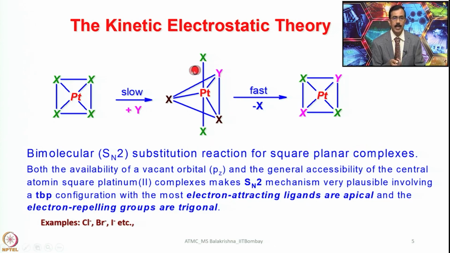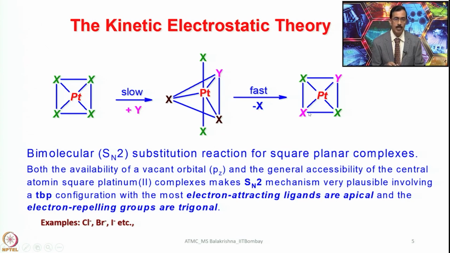When we want to explain the trans effect using the kinetic electrostatic theory, what we should remember is that we have to gauge and analyze the nature of the ligands present on the metal before we form a trigonal bipyramidal geometry. That is, electron attracting ligand pairs are apical and the electron repelling groups are trigonal. So, if we have two negative ligands trans to each other, they are electron repelling groups, and they will be trigonal planar. In the first step this happens.